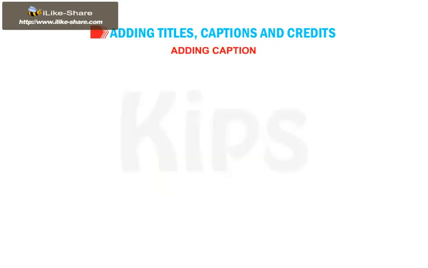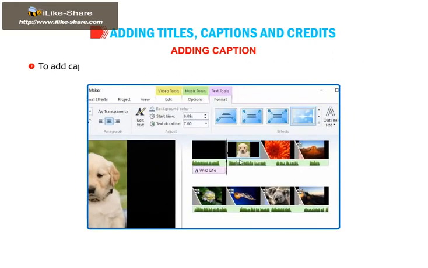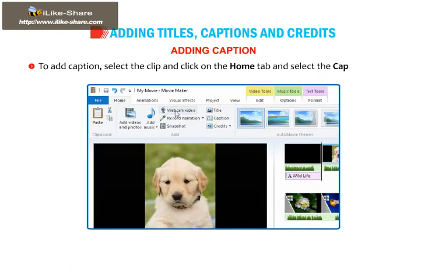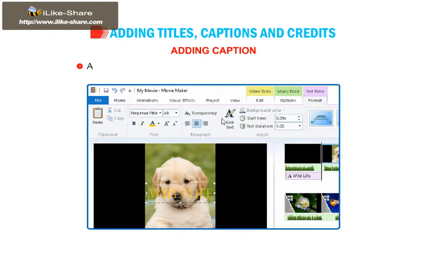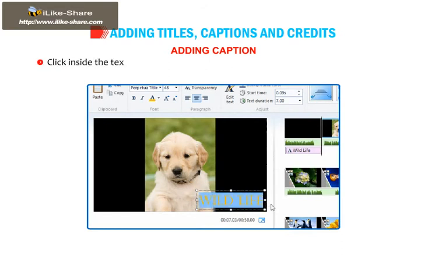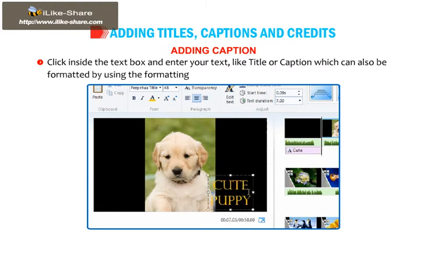Adding caption. Captions can be added to the clip in a similar manner as the title is added. To add caption, select the clip and click on the Home tab and select the caption option. A text box will appear on the lower part of your image or video. Click inside the text box and enter your text, like title or caption, which can also be formatted by using the formatting tools.